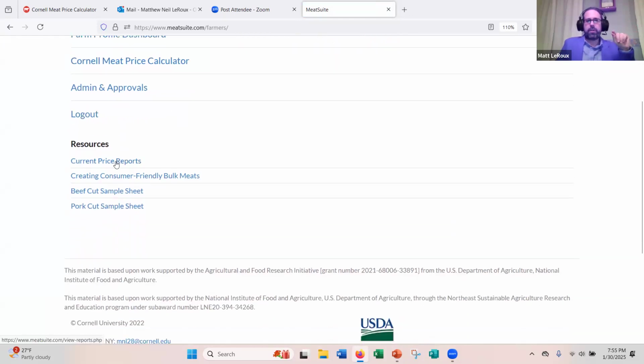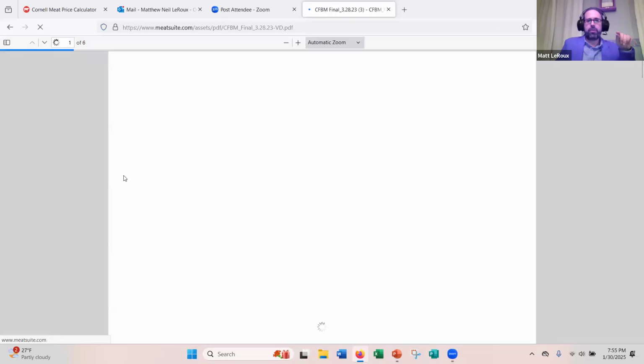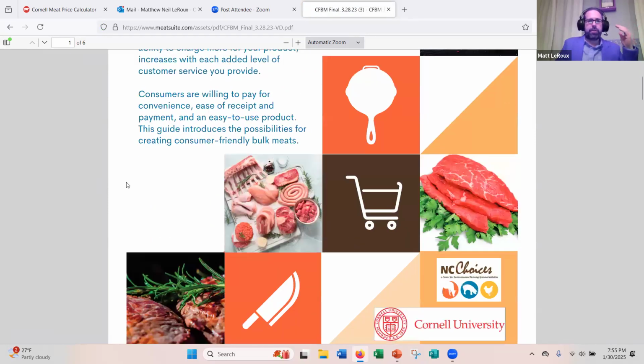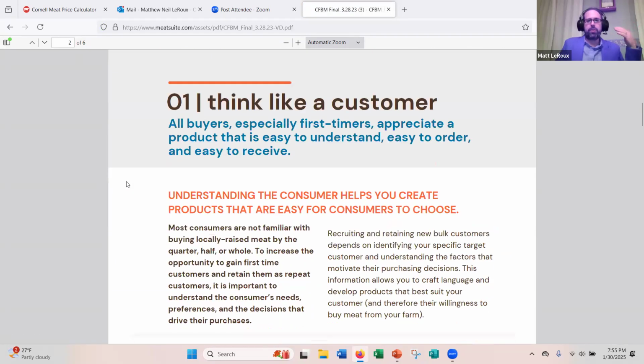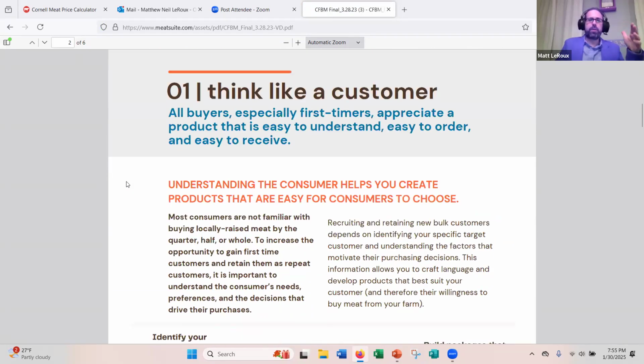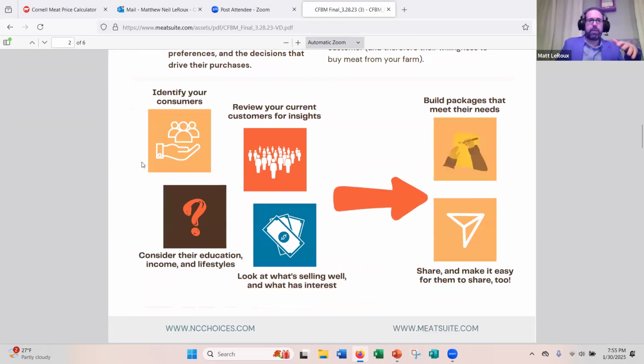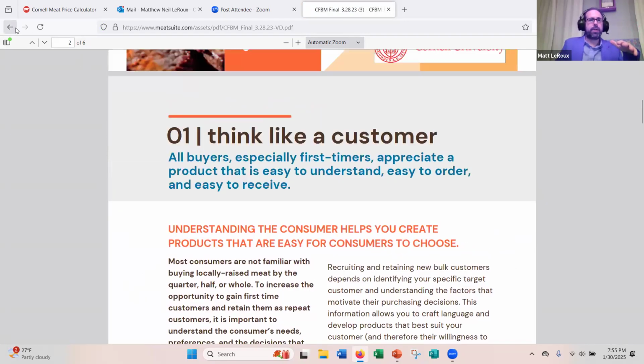We also have these price reports. Before I get into them, let me say we have a publication called Creating Consumer-Friendly Bulk Meats. I realize this is a farmer's market audience, but if you sell in bulk to consumers, again, quarters, halves, wholes, or mixed bundles, this publication just walks you through some ways to smooth that out for the consumer, maybe win over some first time buyers that are very nervous about bulk meat buying. So check that publication out.